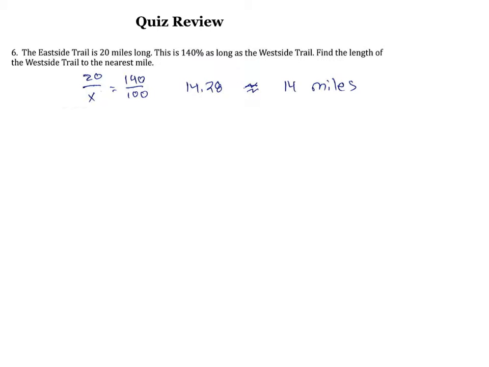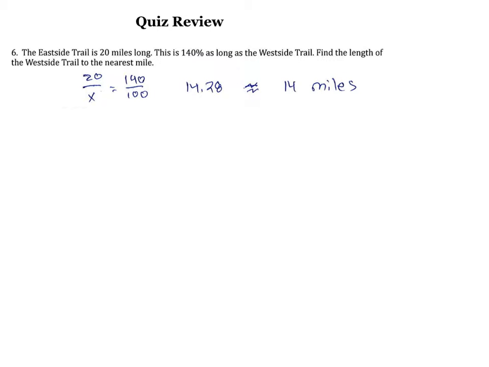The East Side Trail is 20 miles long. This is 140% as long as the West Side Trail. Find the length. So we're comparing the East Side Trail to the West Side Trail. So we'll set up a proportion, 20 miles long for the East Side over the West Side, which is x. Now, it says it's 140% as long, so 140 over 100.